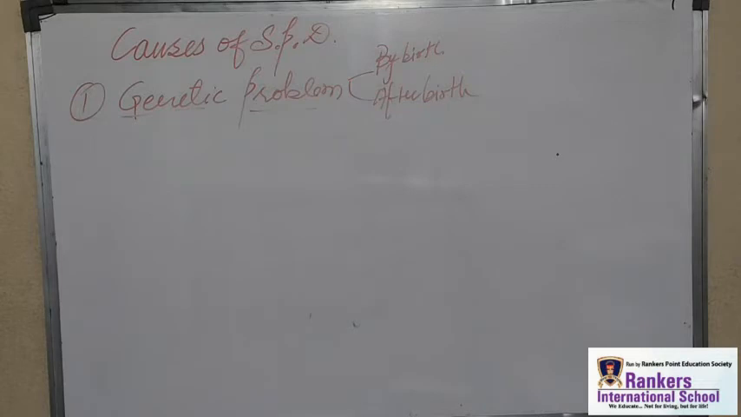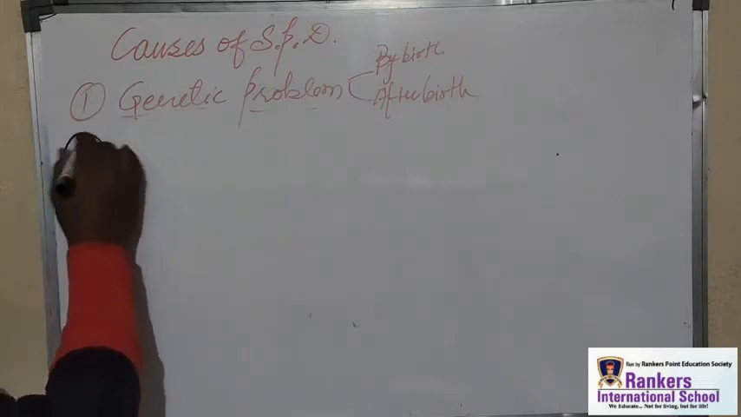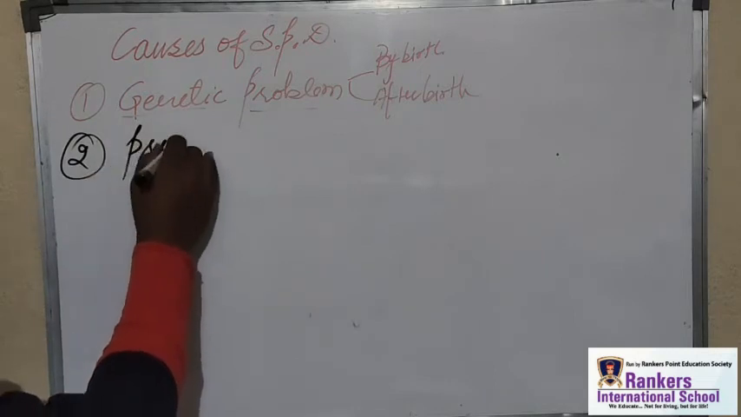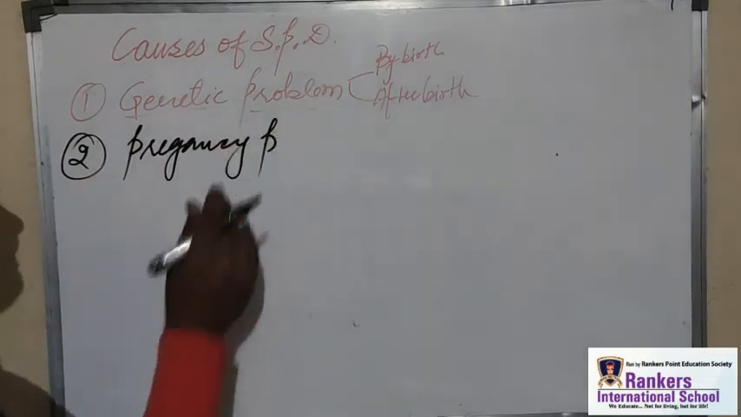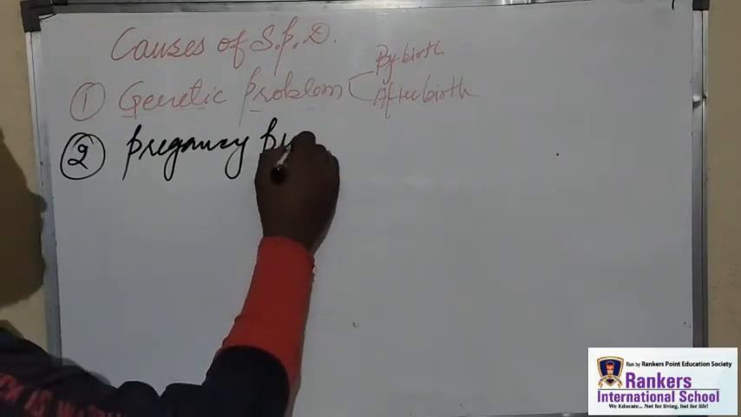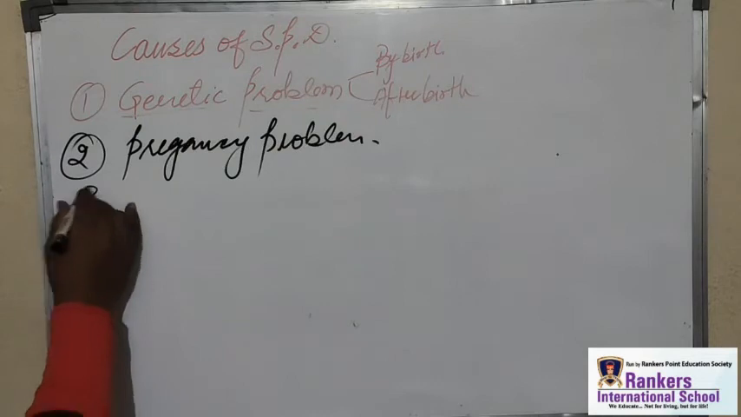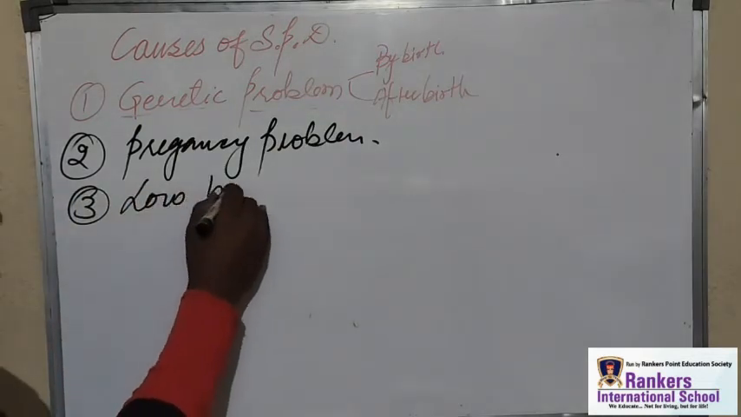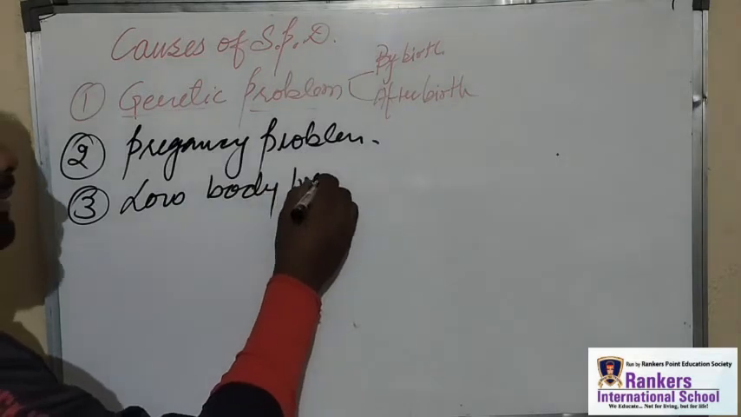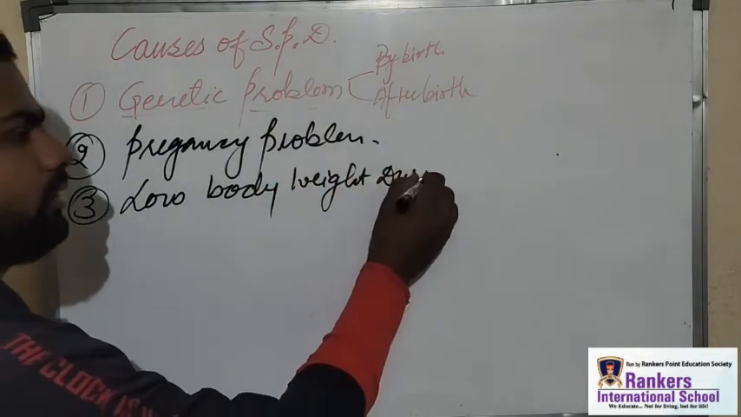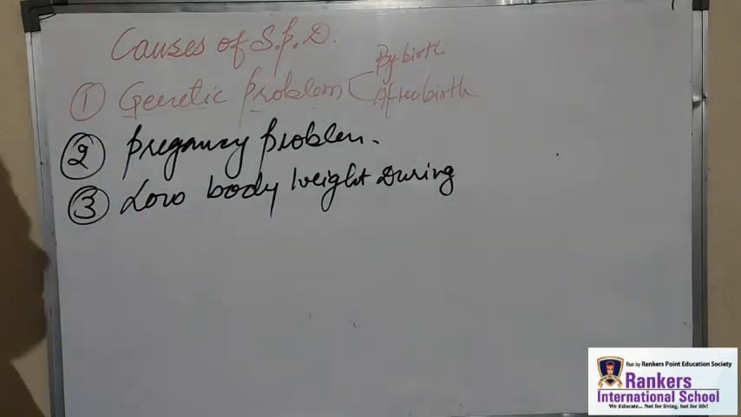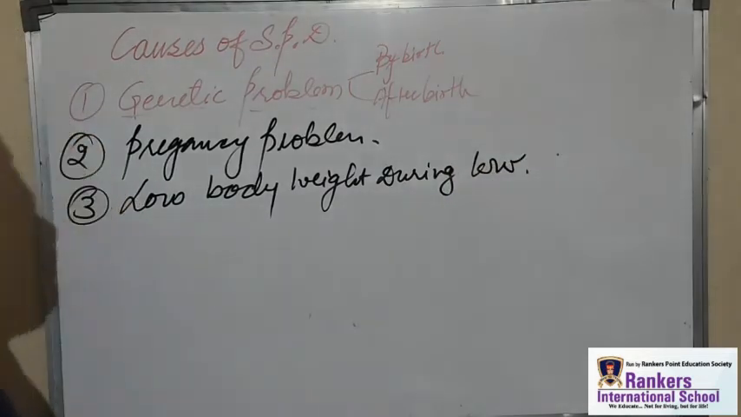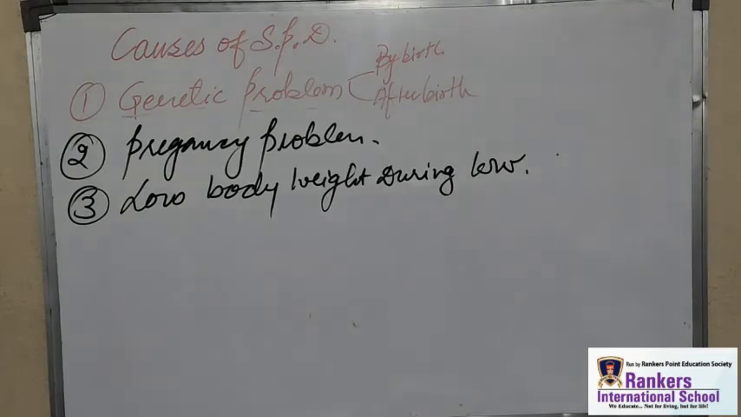Another thing is a problem during pregnancy. It may be a pregnancy problem, pregnancy complication or pregnancy condition. Sometimes there is low body weight during birth. If the body weight is low during birth, definitely there will be a lot of problems, problems with the internal organs and with the normal functioning of the body. Everything will be affected if the body weight is too low, right? So it's very important to understand.